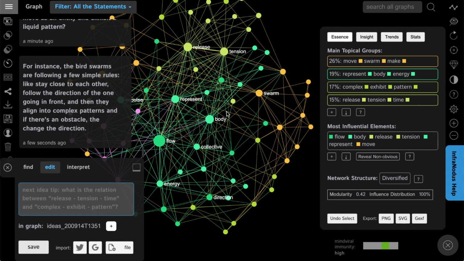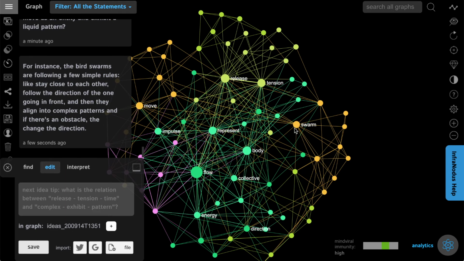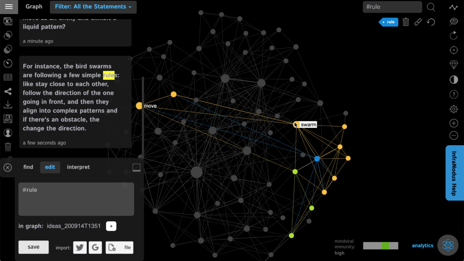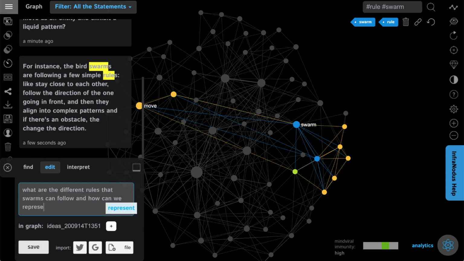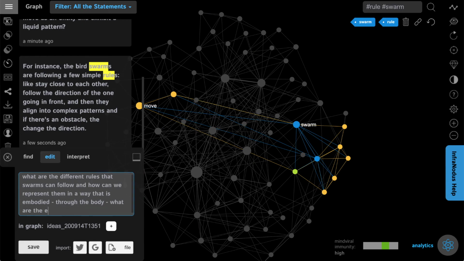So the interesting thing here is that just by looking at the graph, we can also start making interesting connections. Let's say, what is the relation between the swarms and the rules that they follow? What are the different rules that swarms can follow, and how can we represent them in a way that is embodied through the body? What are the aesthetic implications of that?